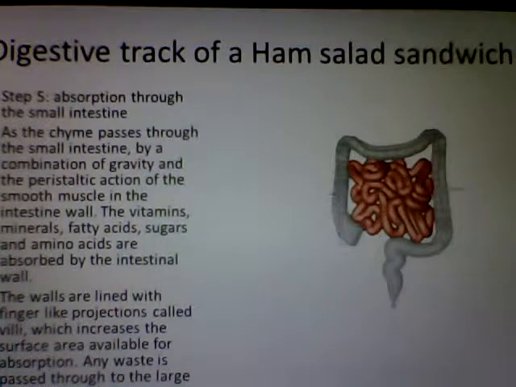Step 5. Absorption through the small intestine. As the chyme passes through the small intestine, a combination of gravity and the peristaltic action of the smooth muscle in the intestine wall absorbs the vitamins, minerals, fatty acids, sugars, and amino acids through the intestinal wall. The walls are lined with finger-like projections called villi, which increase the surface area available for absorption. Any waste is passed through to the large intestine.